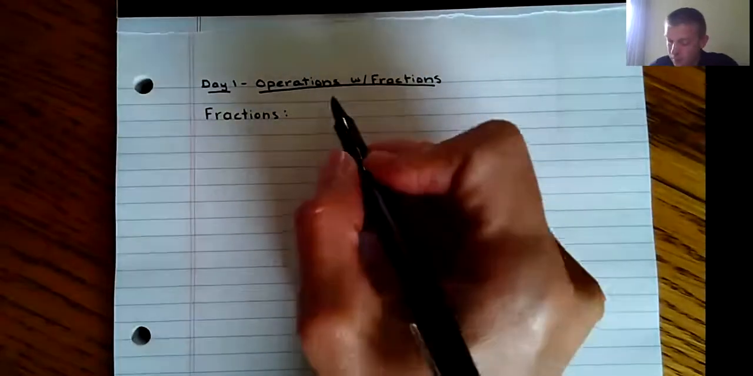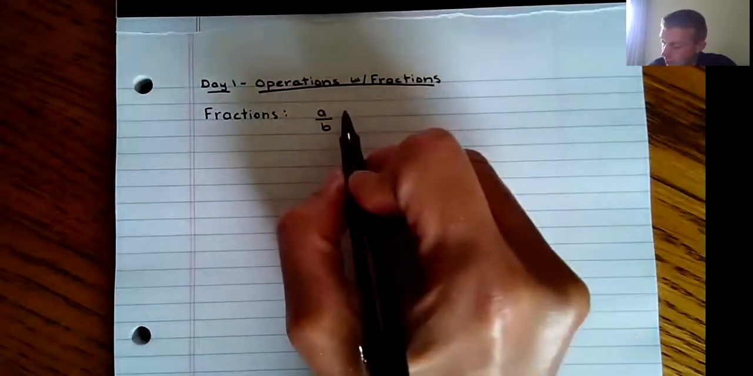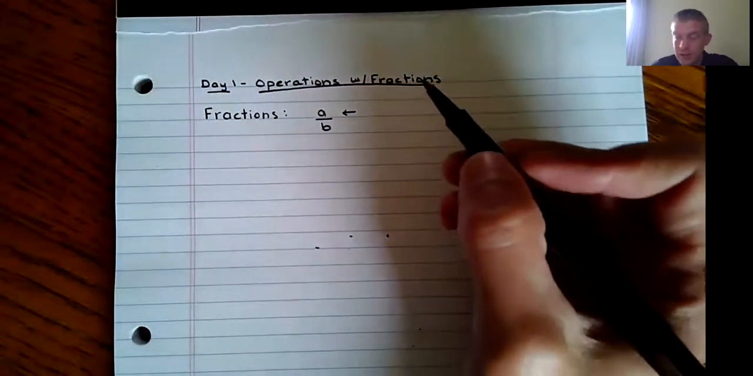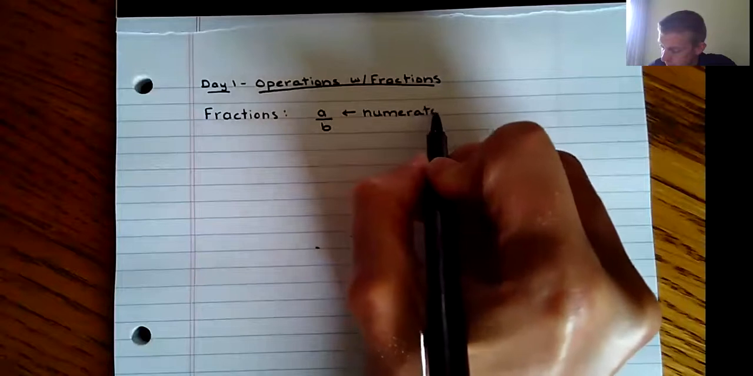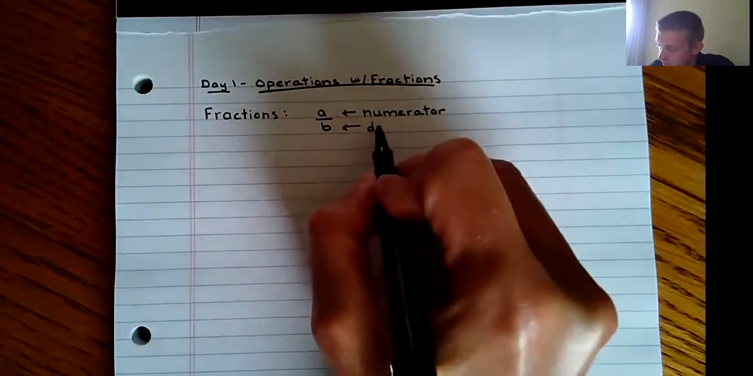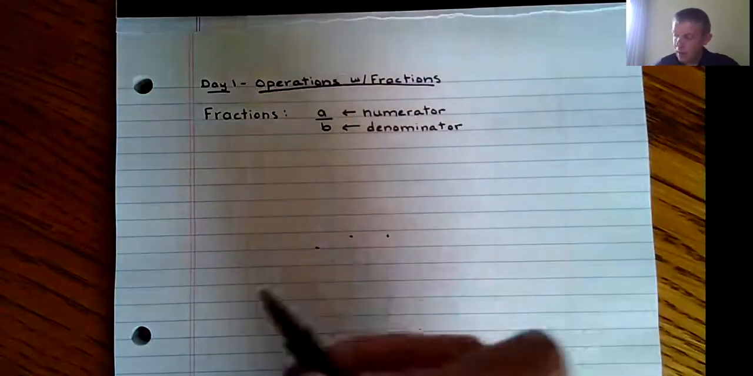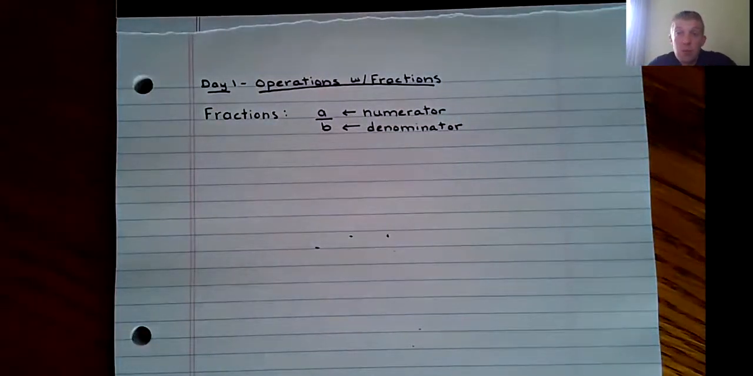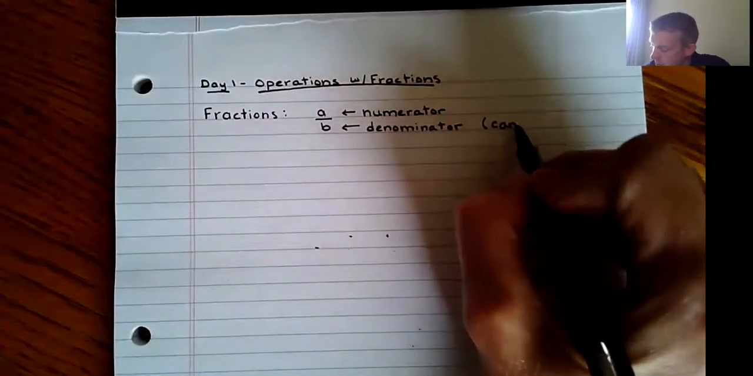So fractions take the form a over b. And remember what the top number of a fraction is called? It's the numerator. And that'd make the bottom number the denominator. And there's one thing the denominator can't be. The numerator can be any number in the world. But what one number would make the bottom undefined? 0. You can't divide by 0. So the denominator can't equal 0.